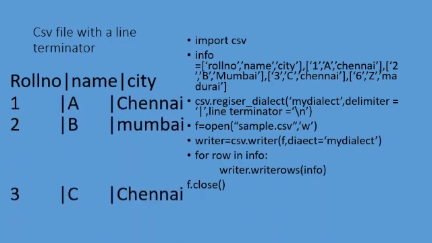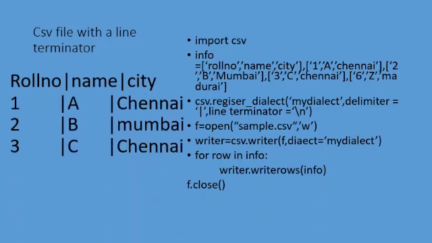More or less the same answers you can get. The important terms are all to remember. I am giving only one difference: line terminator equal to newline, and that's all about it. So see the answer here: roll number, name, city, 1 A Chennai, 2 B Mumbai, 3 C Chennai, 6 Z Madurai. Here I am including one special thing in register dialect, line terminator equal to newline character. That's all.